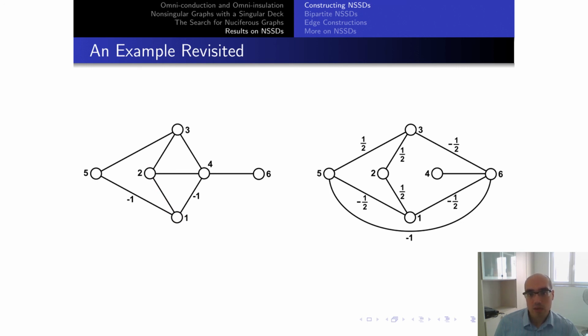On the other hand, for example, if we remove 3 and 6 from G, then we end up with a non-singular graph, but it is not an NSSD because these two vertices in G to the minus 1 do have an edge, but that edge is on this triangle 3, 5, 6.